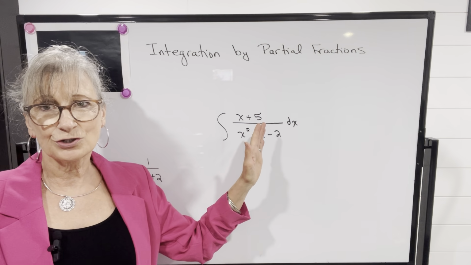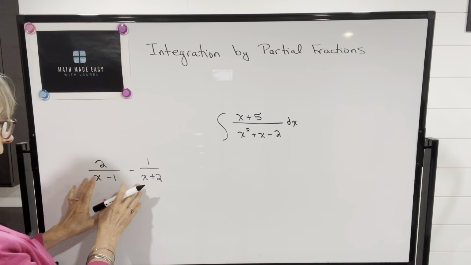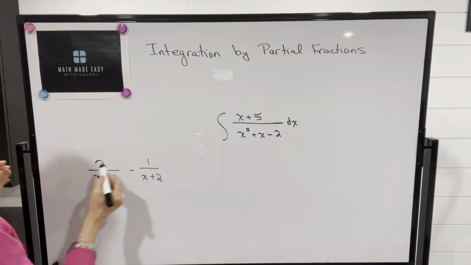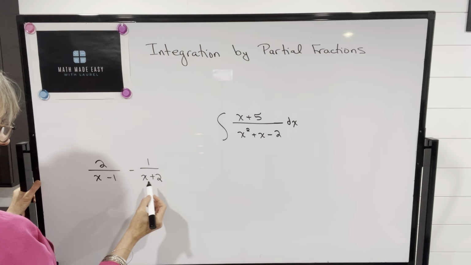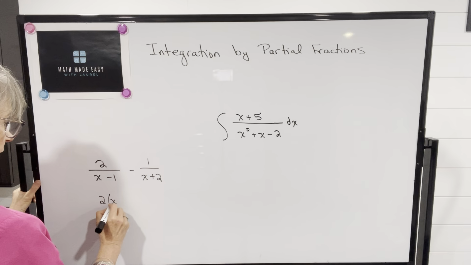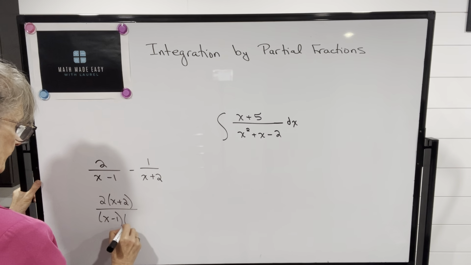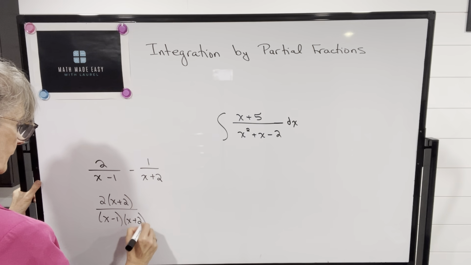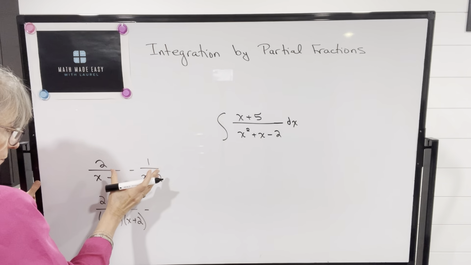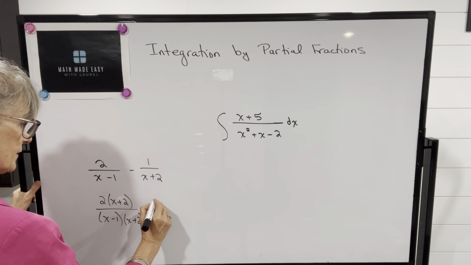Before I actually get into showing you how we break it down into its partial fractions, let's take a look at this difference of fractions. In order to subtract these fractions, I need a common denominator. So here I'm going to multiply the numerator and denominator by x plus 2. I need a common denominator before I can add or subtract any fractions. So now I'm going to multiply numerator and denominator by x minus 1.